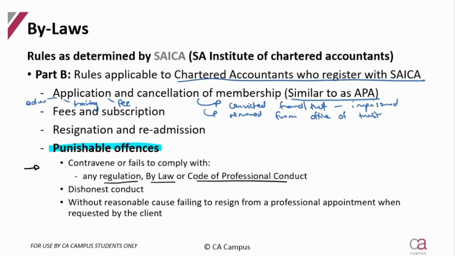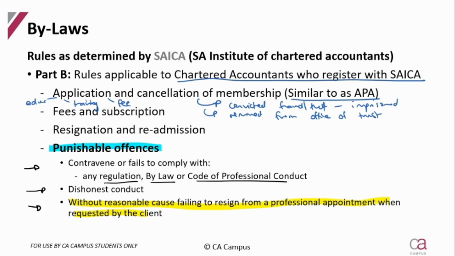SAICA will then determine how you will be punished. If you have been dishonest in your conduct, so once again, you would have then not complied with the CPC from an integrity perspective, and so once again, you will add as a second point, this is a punishable offence. And something that comes up quite common, and that's why I've made a point to include it here, if you fail to resign from being the auditor when a client has requested.